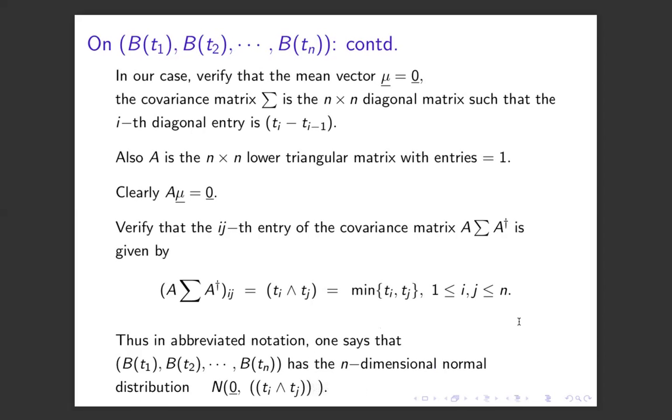So in an abbreviated notation, one says: if B is a standard Brownian motion and T1, T2, ..., Tn are strictly increasing time points, the n-dimensional random variable (Bt1, Bt2, ..., Btn) has the n-dimensional normal distribution with mean vector 0 and the covariance matrix given by this, with the minimum of Ti and Tj being the ijth entry.